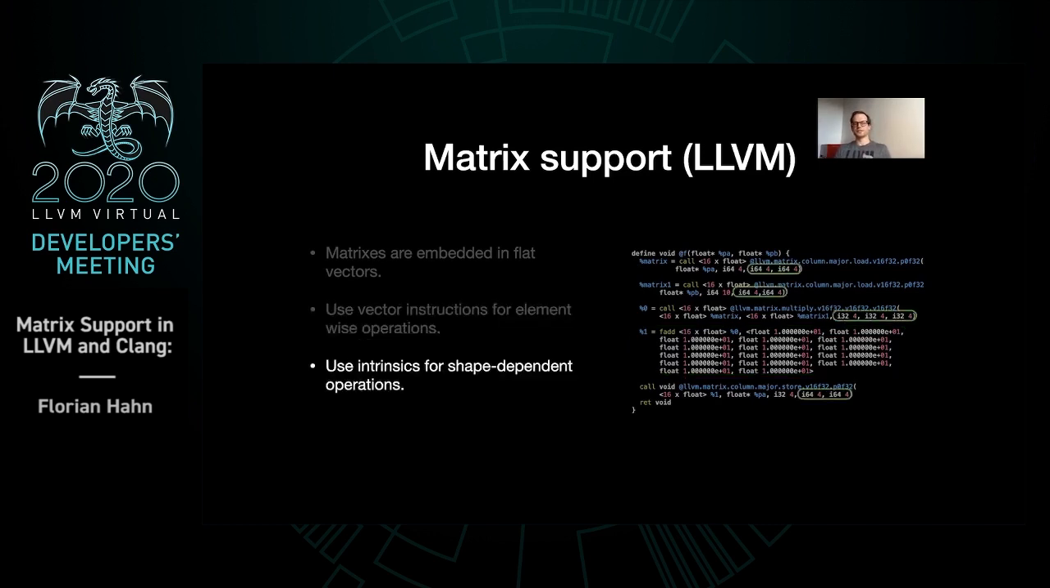And then there is a set of intrinsics for operations that require shape-dependent information. Those intrinsics take the dimensions of the matrix they operate on as arguments. So for example, our column major load intrinsic takes the dimensions of the matrix that it loads. In similar fashion, the matrix multiply intrinsic takes the shape of the arguments that it operates on.